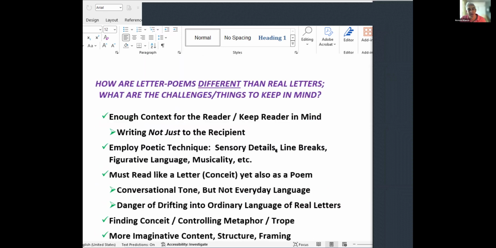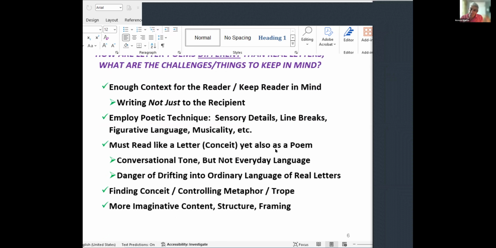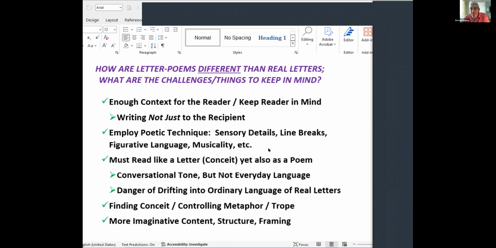So this all intersects and it's all one big mess. Sometimes the great things about writing letter poems can also become pitfalls. Going off what Jenna said, one of the dangers of writing a letter poem is that we forget the reader, right? We have to be cognizant that someone is overhearing us. This is not just for that person, and you have to give them enough context to enter that world with you, right?